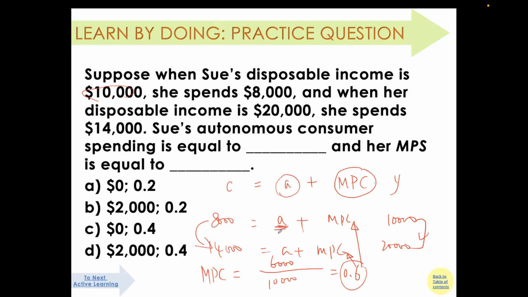All right. Now in terms of answering this question, you need to be careful. Don't get tricked. This asks what is her MPS, not what is her MPC. But MPS equals 1 minus MPC. So the answer naturally is going to be D. Okay, so this is for the consumption function.